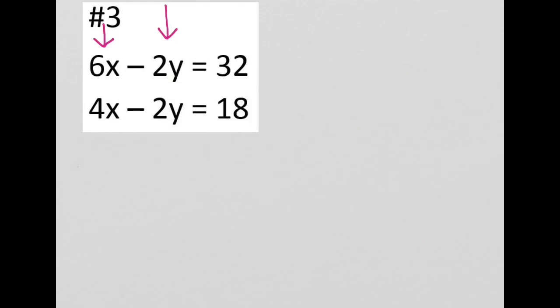So sometimes what we have to do is remember that you are allowed to multiply any equation you would like by any number you'd like except for 0, as long as you multiply every term by the same number. So what would happen here if I multiplied this second equation, if I multiplied everything there, by negative 1? If I multiplied everything in this second equation by negative 1, I would have a negative 4x, a positive 2y, and a negative 18.